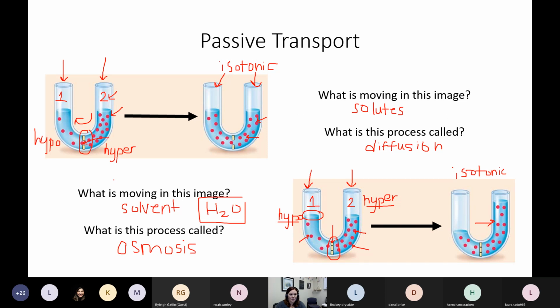Danae asked a good question as well. Danae asked, so these two things are examples of passive transport. Passive transport means it doesn't take energy, it just happens. So the question is, does this happen randomly? How do we know if we're moving water or solutes?